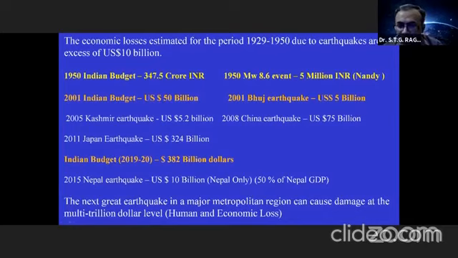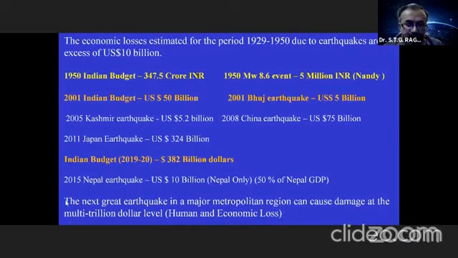Now compare our Indian budget, which is around $382 billion. You can see that if there is going to be a magnitude 9 or 8.5 earthquake in the Himalaya, you can expect how much the economic loss will be. These earthquakes have slowly started growing in economic loss, and more or less they are challenging our budget level itself.